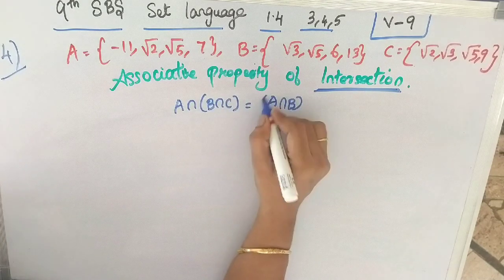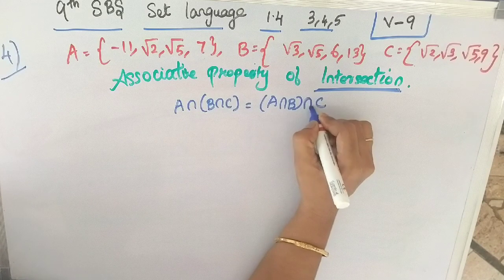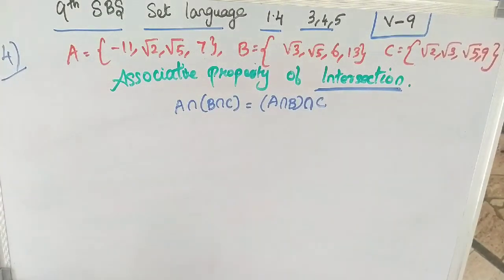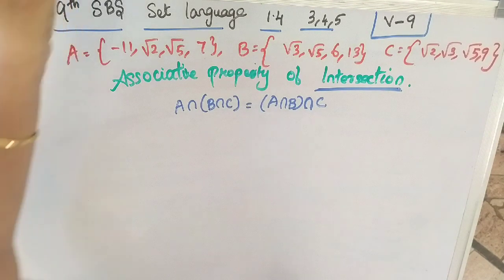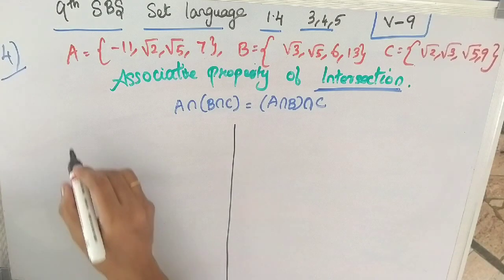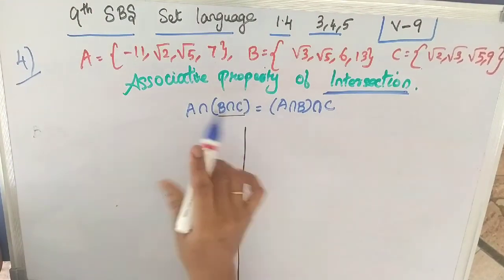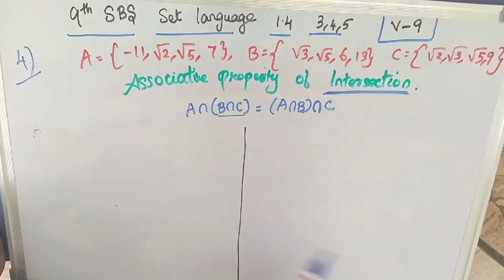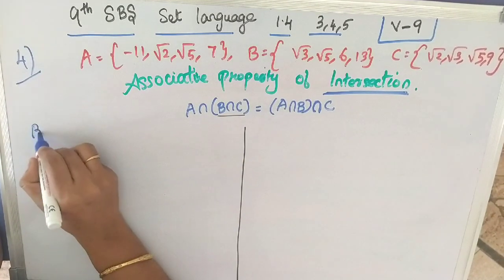What is that associative property of intersection? A intersection B intersection C is equal to A intersection B intersection C. First we have to find the left hand side. Then we have to find the right hand side and prove that both are equal. Now let's find the left hand side. That is A intersection B intersection C.